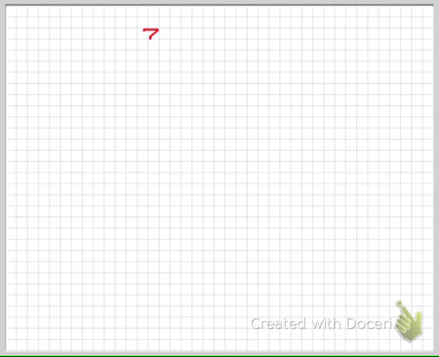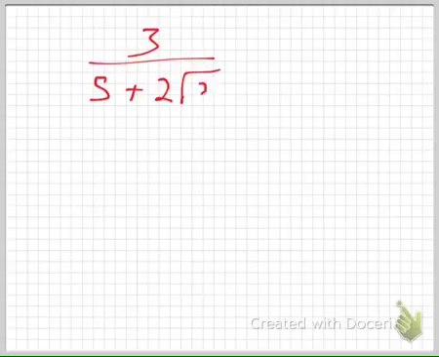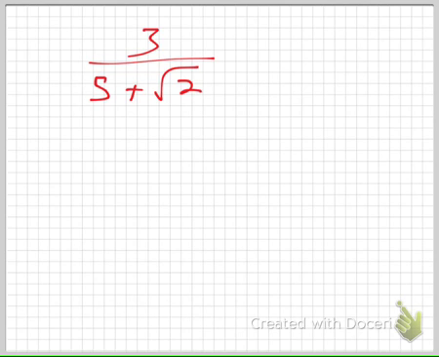If I have 3 over 5 plus the square root of 2. Now here's the deal. Remember, are you allowed to have a square root as a denominator? No. How do I get rid of that square root then? Look, if I multiply both the top and the bottom by the square root of 2 over the square root of 2, what's that going to do? Now I'm going to do the rainbow.